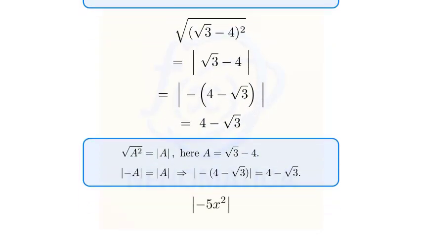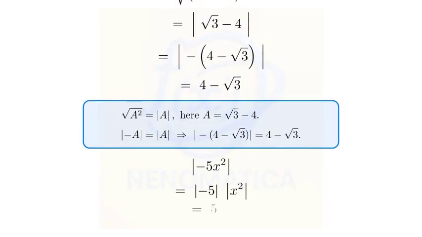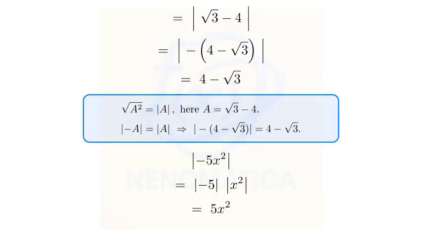Write the given expression. Apply the property absolute of A times B equals absolute A times absolute B. Finally, the absolute value of negative 5 equals 5.